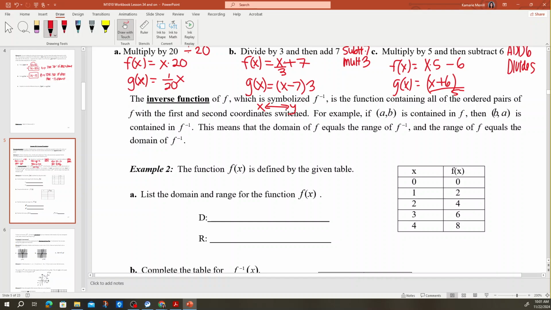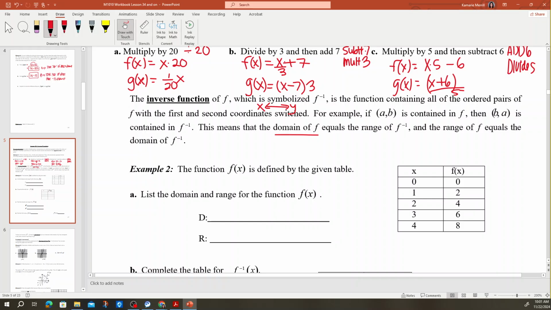For example, if f has (a, b) as an ordered pair in its graph, then f inverse will have the ordered pair (b, a). They are just swapped. Don't switch signs or anything. It's just swapped x's and y's. I don't want you to mess around with the operations being opposite. Literally the ordered pair just gets swapped. Okay? This is really important.